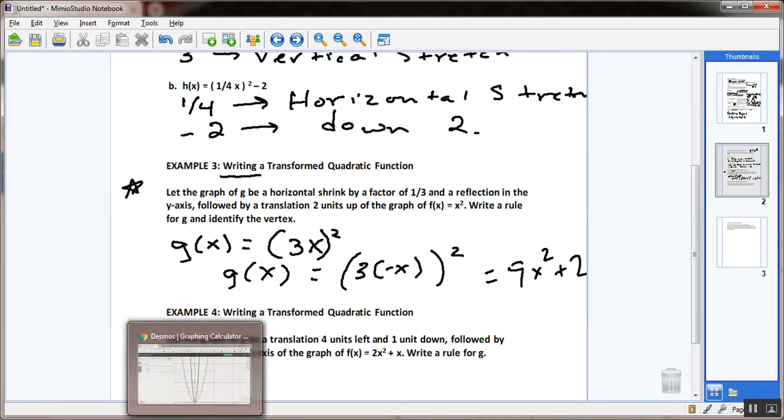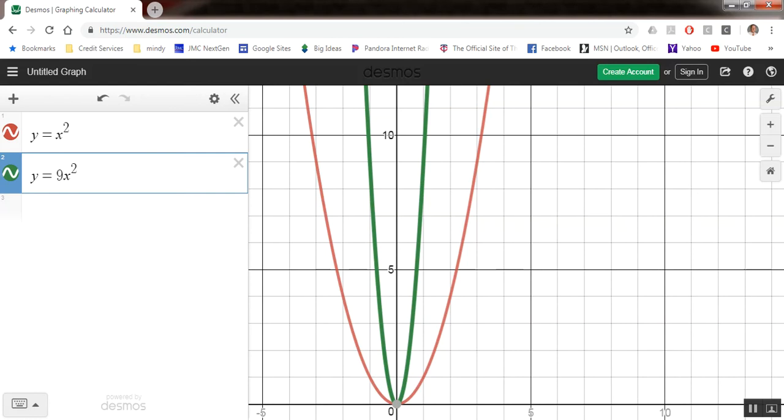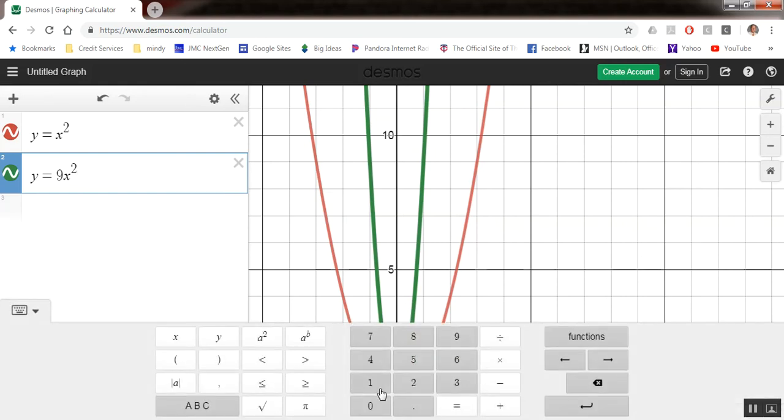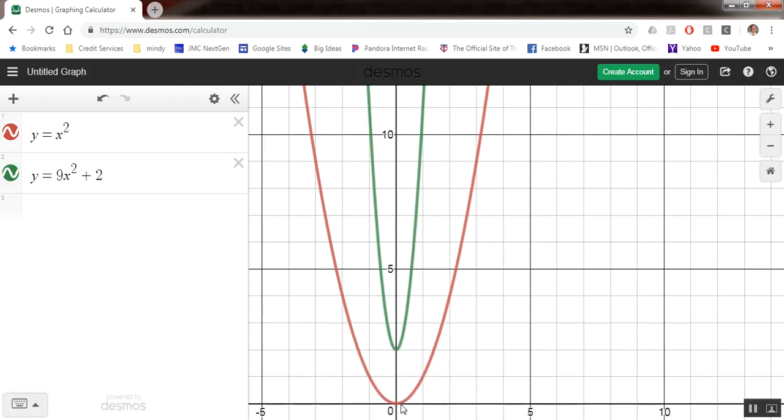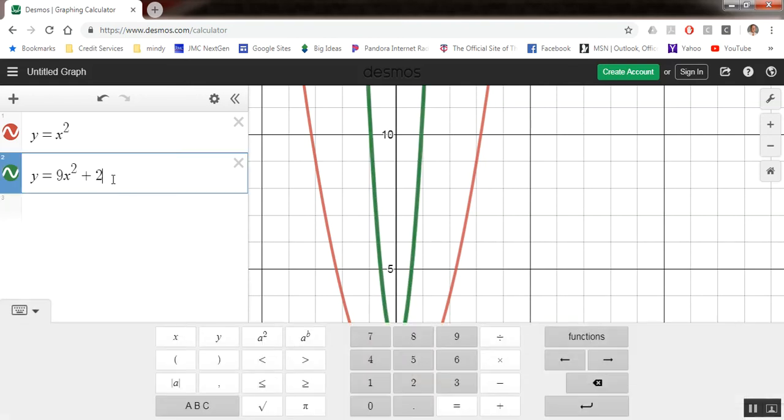Okay, so back on my graph, have we shrunk this the way we wanted to horizontally? Have we reflected it over the y-axis? Well, technically yes, because it just mirrored itself. And then I want to move it up how many units now? 2. Did the origin that was at 0, 0 move up 2 units here? So what's your final function here? 9x squared plus 2. Okay, that's pretty tough.